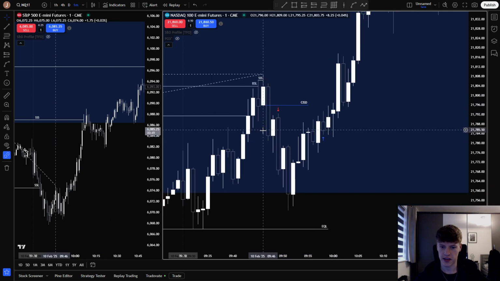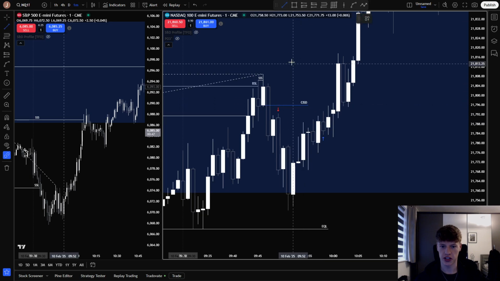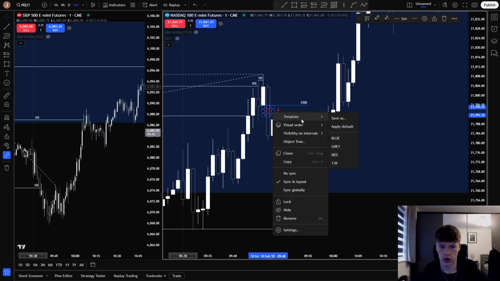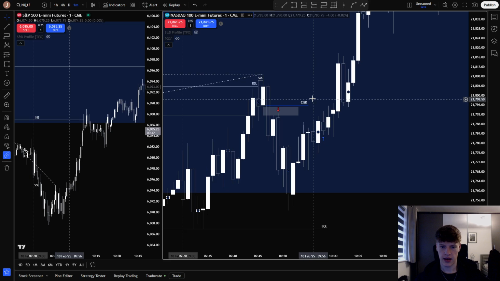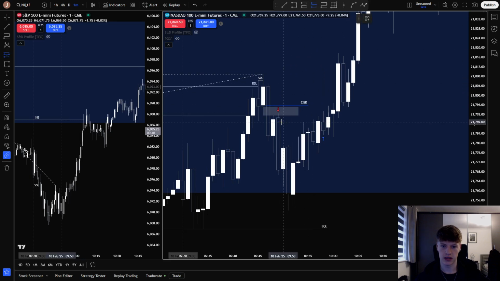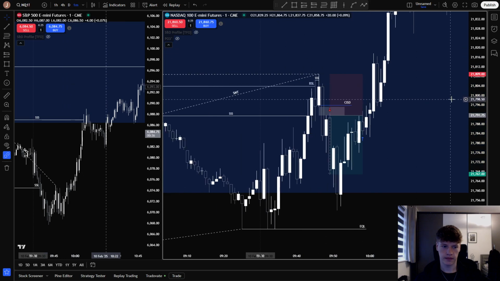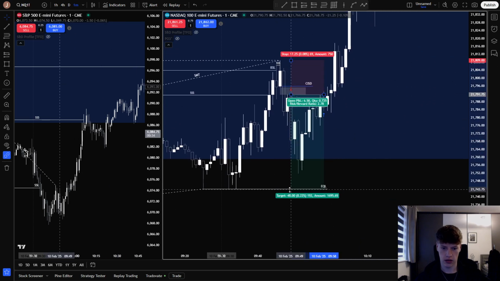As soon as we get this candle, I put a limit order on this change in the state. We then open up an imbalance and I move my limit order to this imbalance, and that is exactly where I get tapped into my trade. My stop goes at the high and I'm targeting those equal lows.